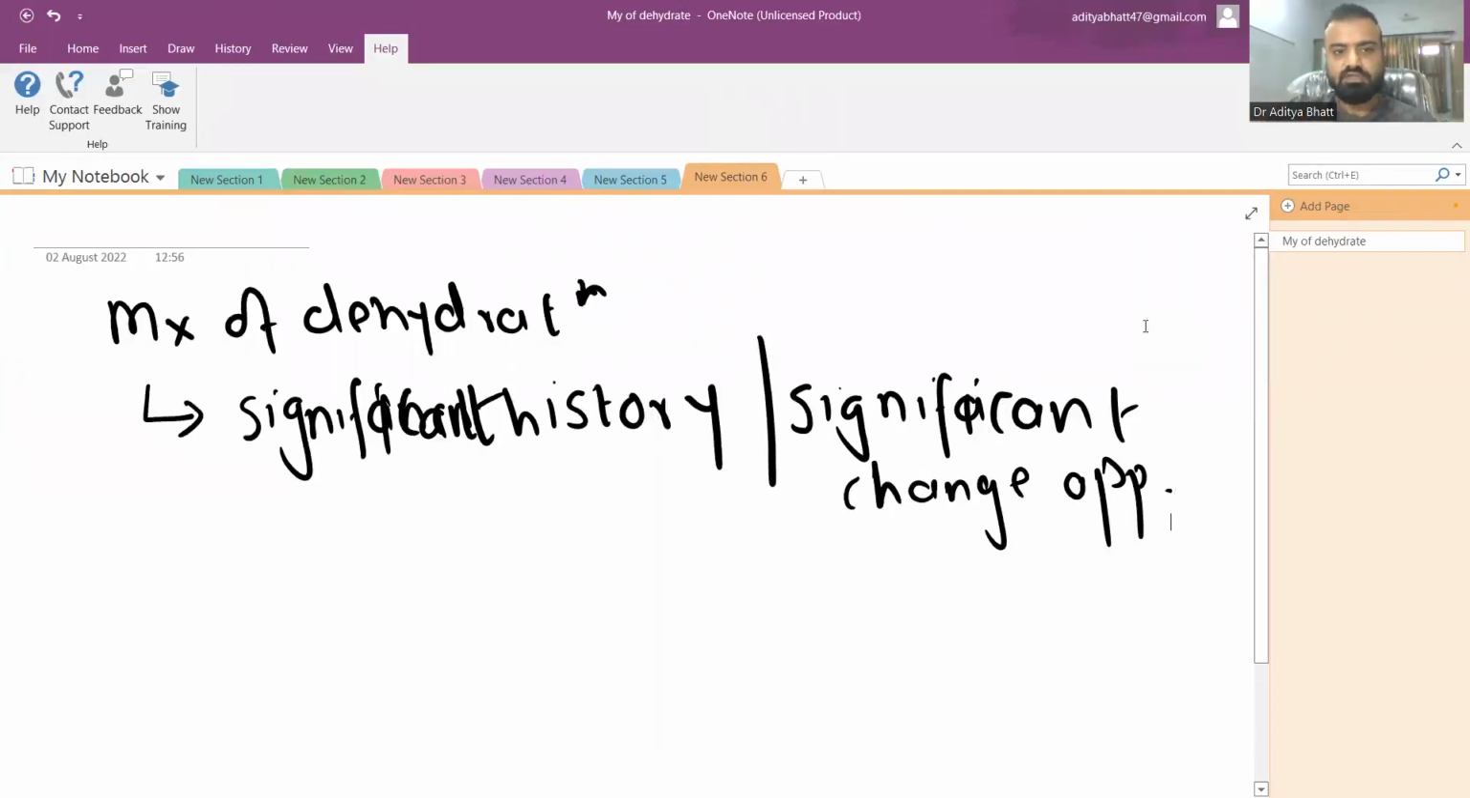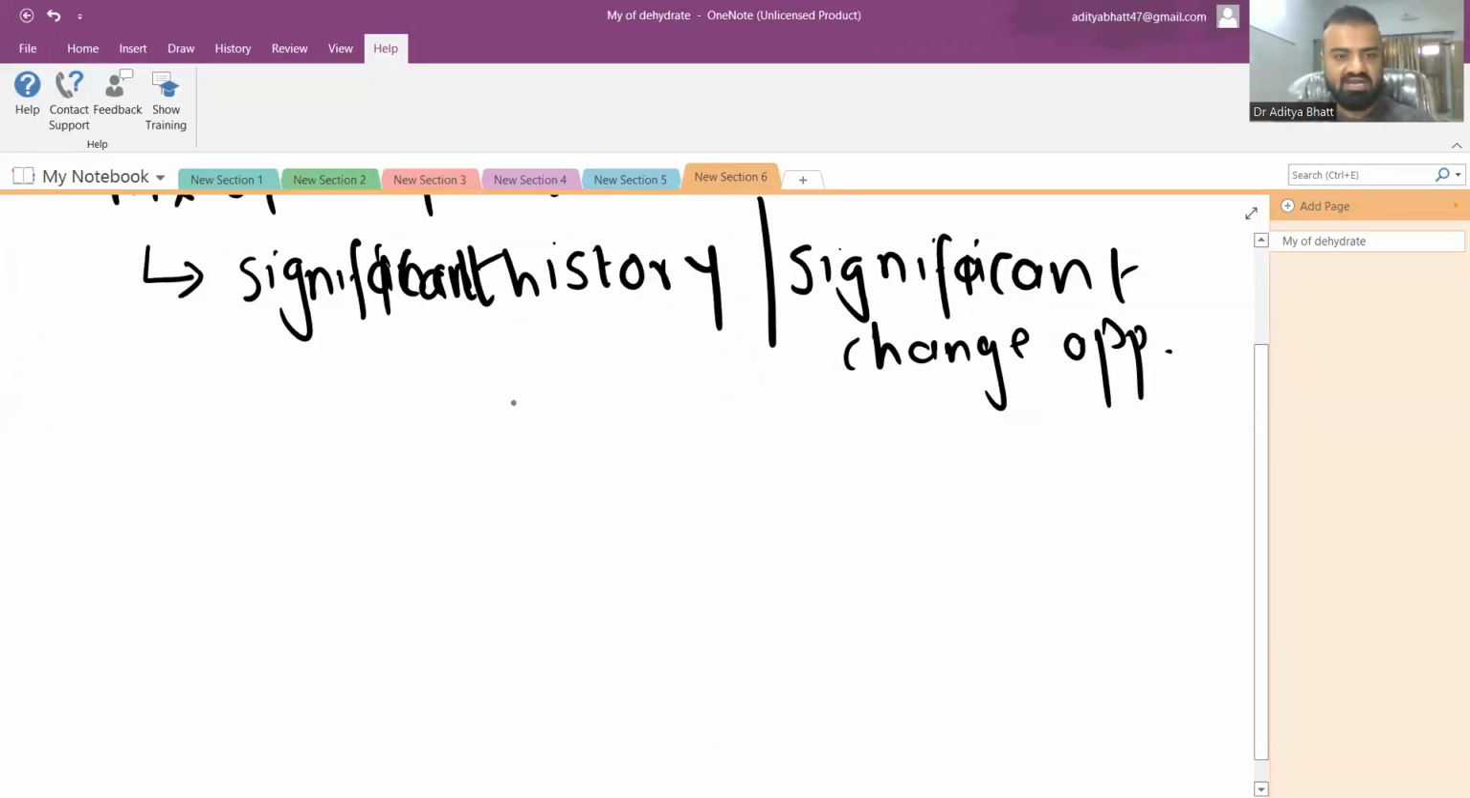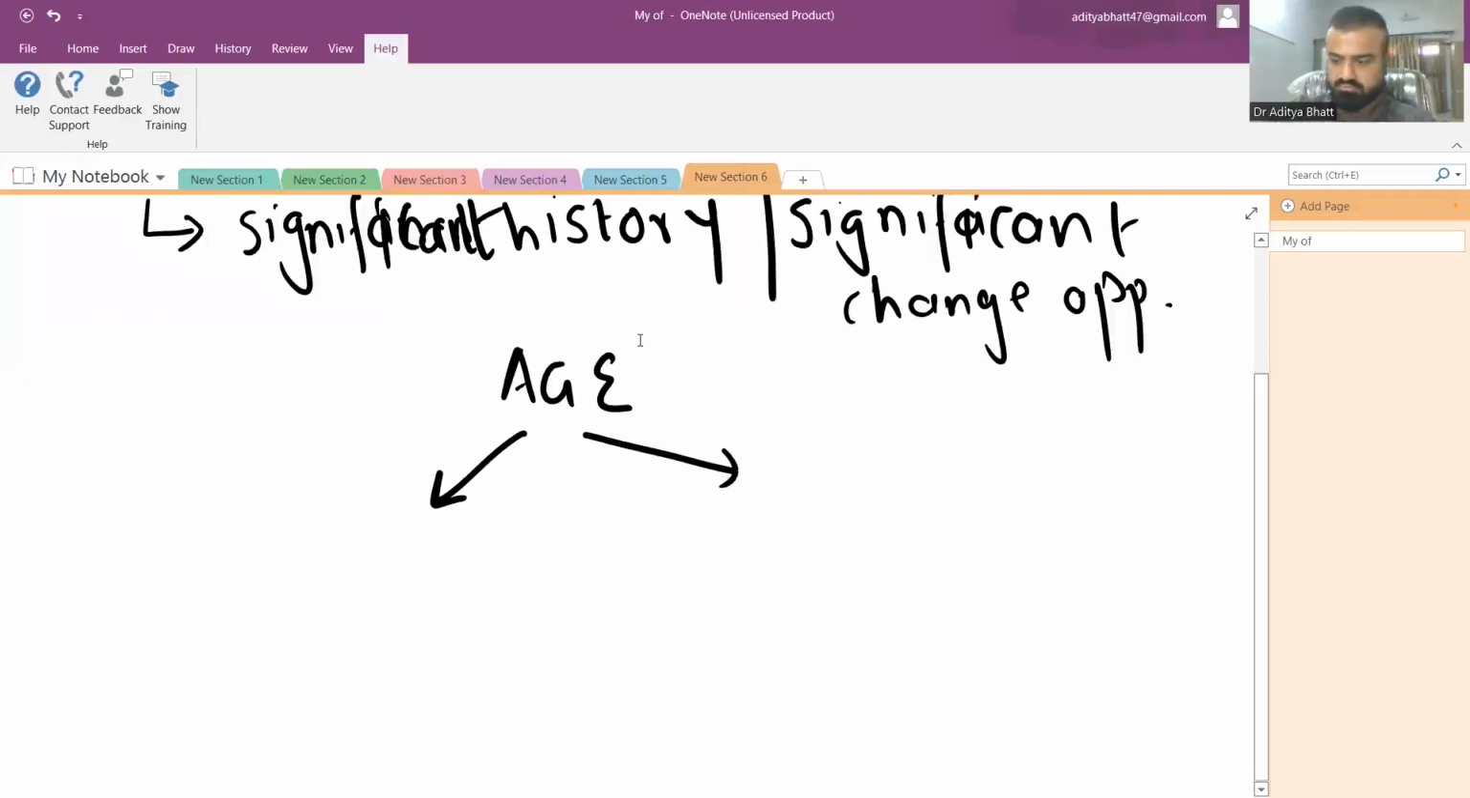So for SAM, the classification is something like this: AGE, acute gastroenteritis, without dehydration and with dehydration.